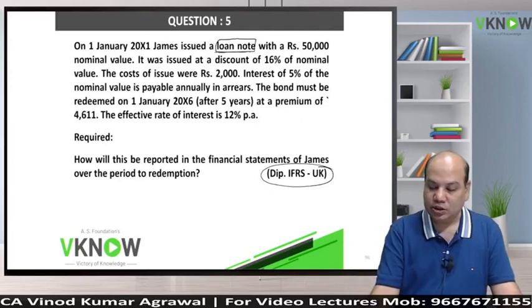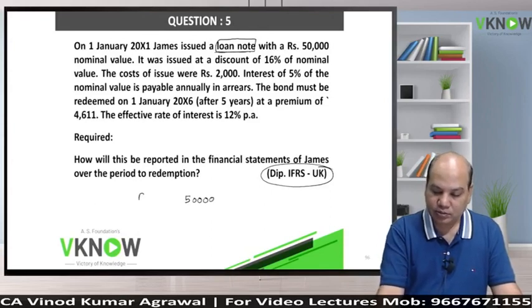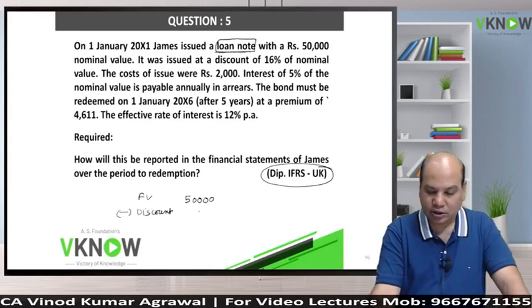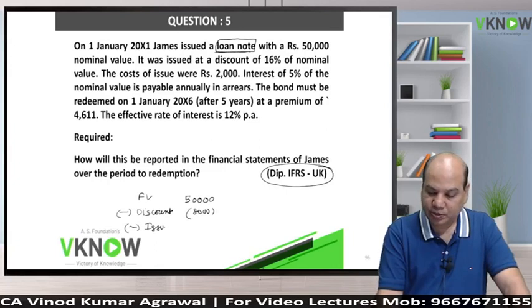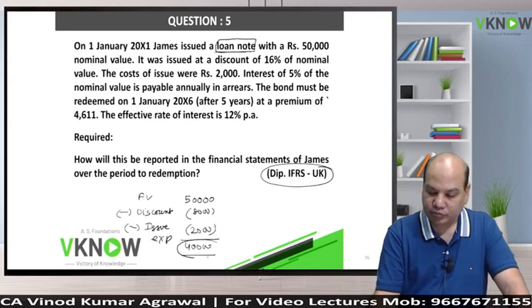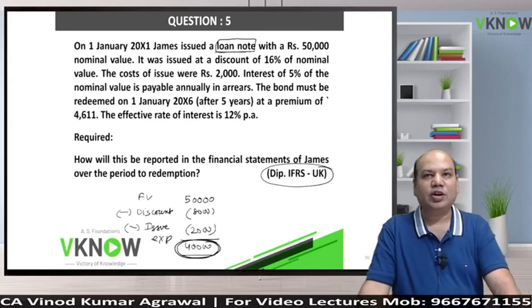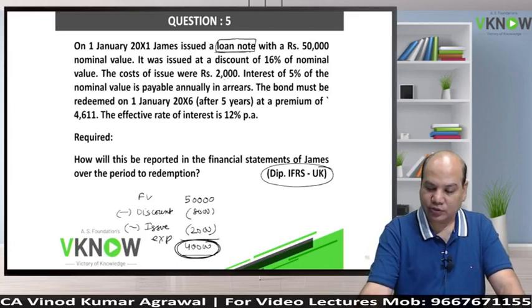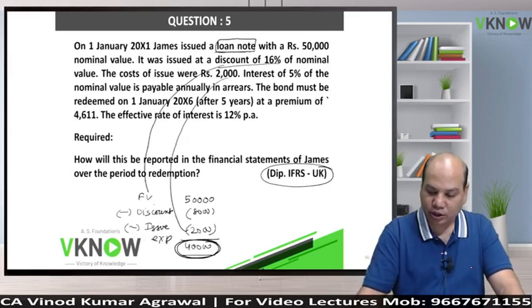It was issued at a discount of 16%. So first of all, the face value is 50,000, but you have already given a discount of 16%. How much is that? 8,000. The cost of issue expense is 2,000. So what is your proceeds minus all these expenses incurred? Net proceeds 40,000. So this liability will be initially recognized at 40,000. This 2,000 and this discount have already got adjusted.